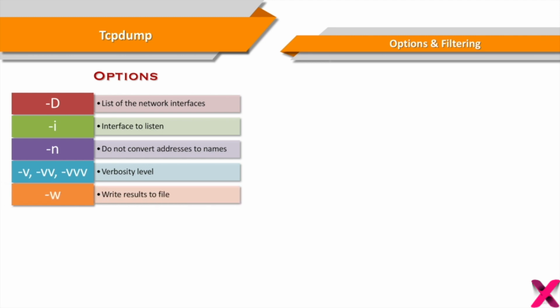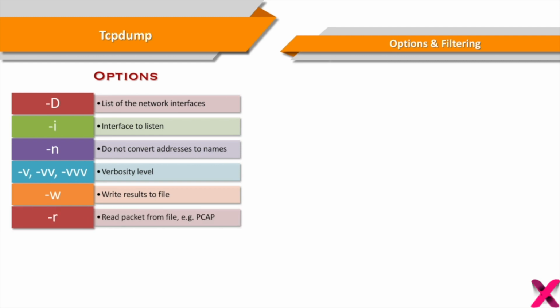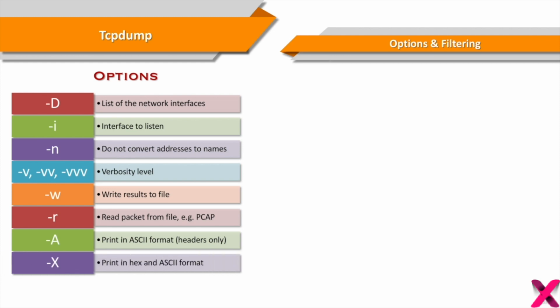-w writes the raw packets to a specified file rather than parsing and printing them out. -r reads packets from a file which was created with the -w option or by other tools that write PCAP or PCAPNG files. -A prints each packet in ASCII, handy for capturing web pages. When parsing and printing, in addition to printing the headers of each packet, capital -X prints the data of each packet in hex and ASCII. This is very handy for analyzing new protocols. So if you use the -X option, the data of each packet is printed in hex.